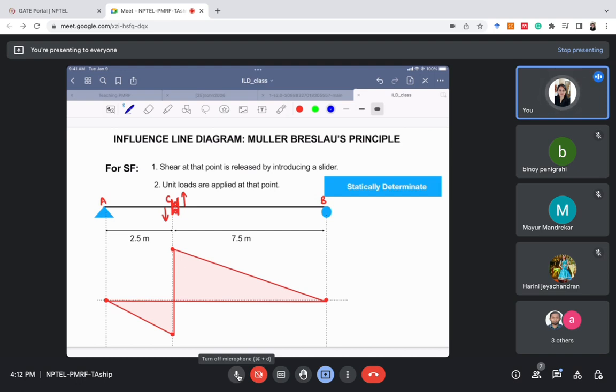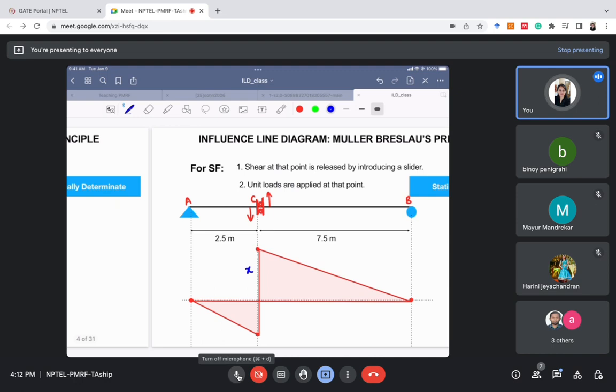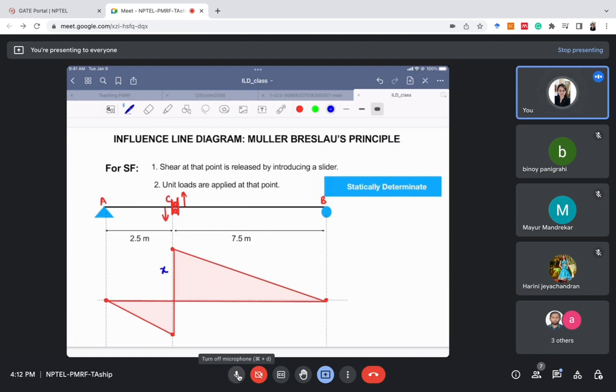Now we have seen what is the shape of ILD, but we can also find out the value of the different ordinates. For example, let's call this ordinate x. In total we know that the total displacement has to be 1, like in the case of reaction also this total displacement was 1. So in case of shear force also the total displacement is 1, right? So if it is x, it will be 1 minus x, so that the total displacement is 1. Now, how to calculate the value of x? It is very simple. We can use the similarity of triangles, simple geometry.